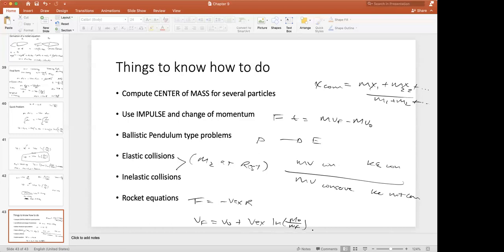But you'll probably get a problem on it for your homework. So yeah, so just make sure you know Ft is equal to change in momentum. Make sure you know how to do ballistic pendulum. Make sure you know how to do elastic and inelastic collisions. And then make sure you know how to compute the center of mass.